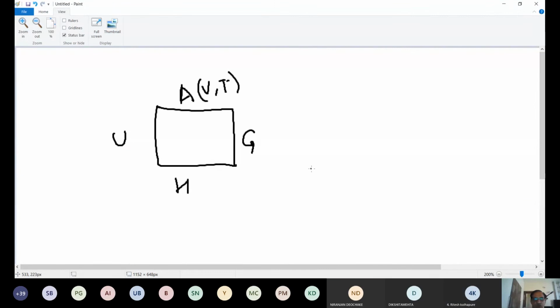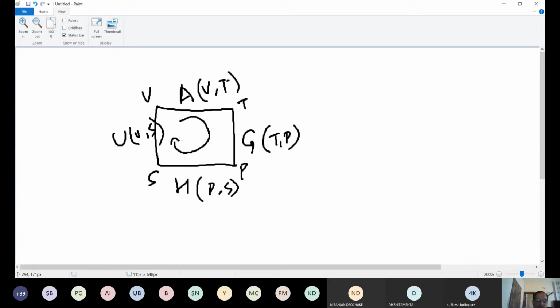So A is a function of V and T, so V and T we had here. G is a function of T and P, so we have P here. H is a function of P and S, so S comes here. And U is a function of V and S. Okay? So we can go this way or we can go this way. It doesn't really matter. You'll get the same four equations for the four sides. So if I start with this A, we have two canonical variables here, T and V.